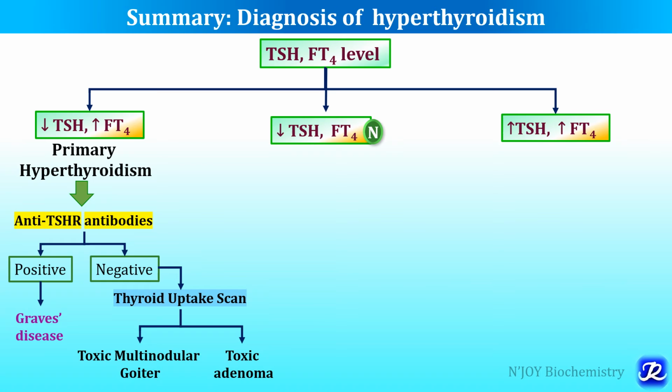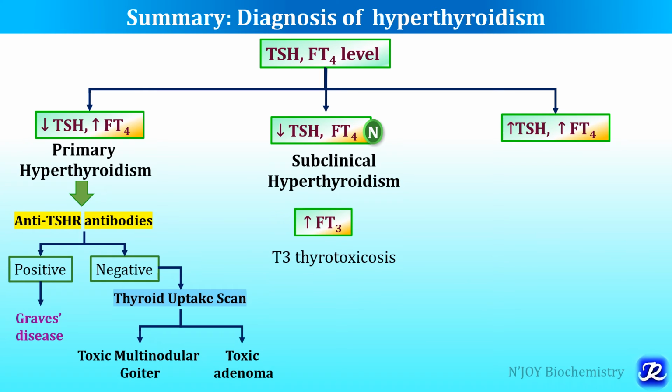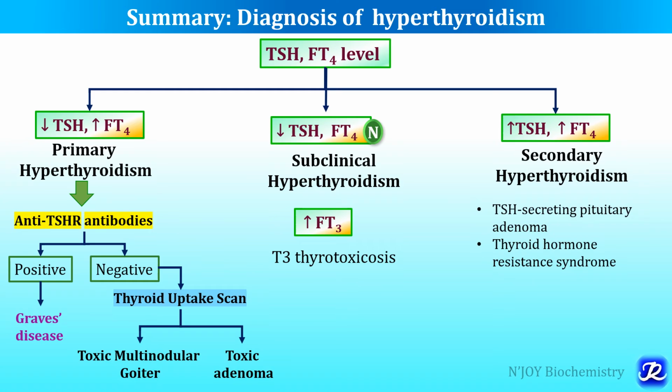In the another laboratory picture, if T4 level is normal and TSH is decreased, then it is subclinical hyperthyroidism. Here we have to evaluate free T3 level, and if it is increased, it is indicative of T3 thyrotoxicosis. Then if both T4 and TSH are increased, then it is secondary hyperthyroidism. It can be due to the diseases of pituitary or hypothalamus, or there can be thyroid hormone resistance syndrome.